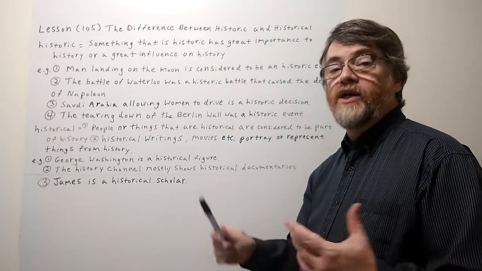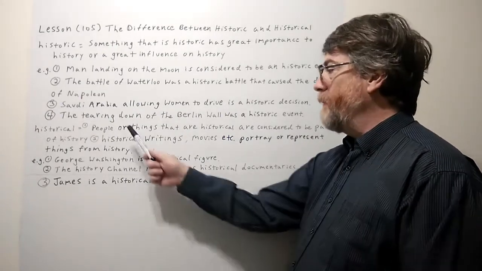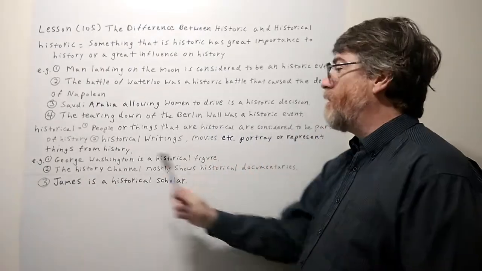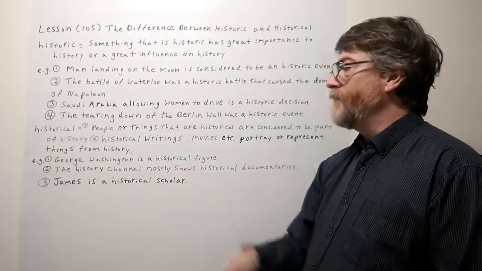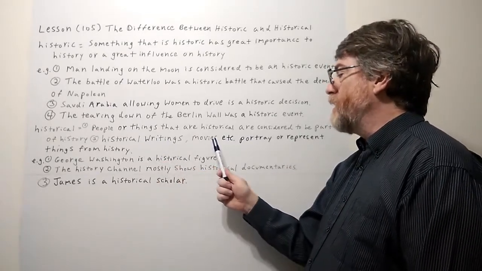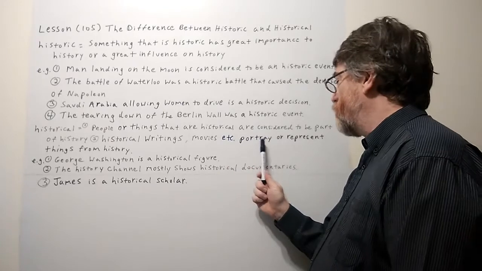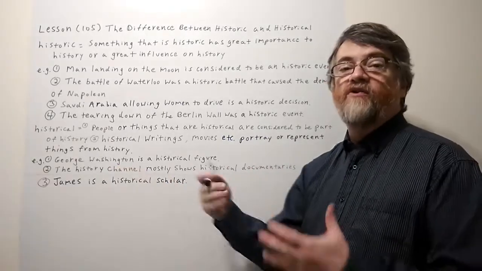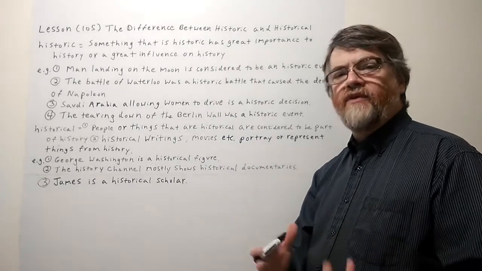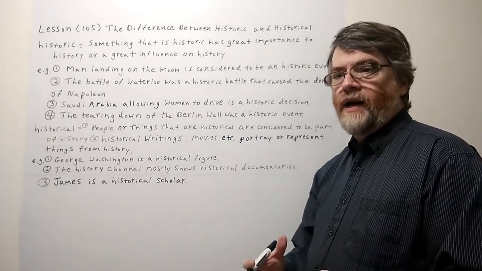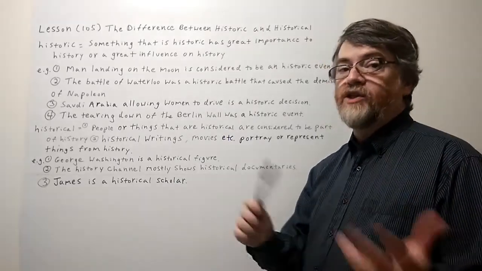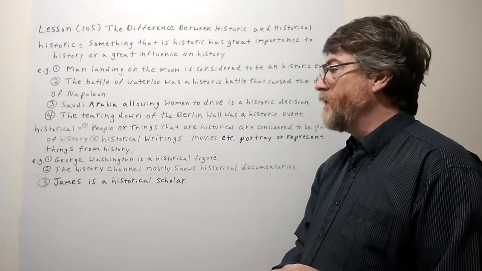Okay, let's take a look at historical. People or things that are historical are considered to be part of history. That's one way we use it. The second way: historical writings, movies, etc., portray or represent things from history. So historical is more like of or relating to history. It means that history's involved in it, but not necessarily a turning point or great influence.